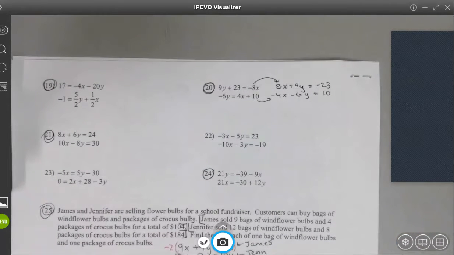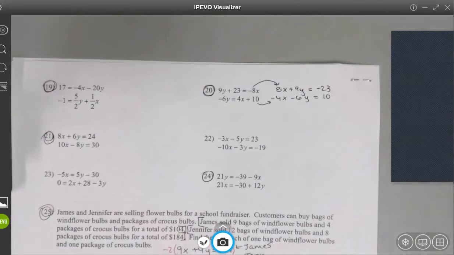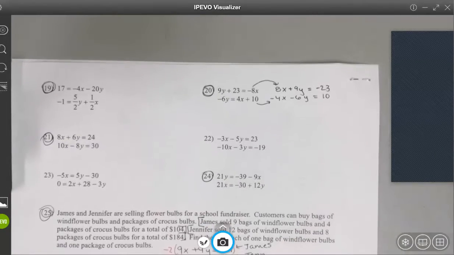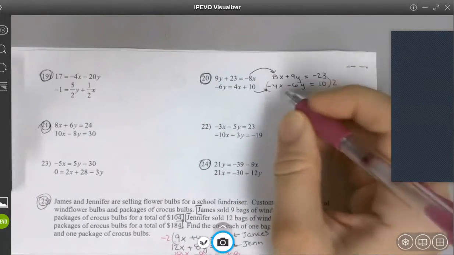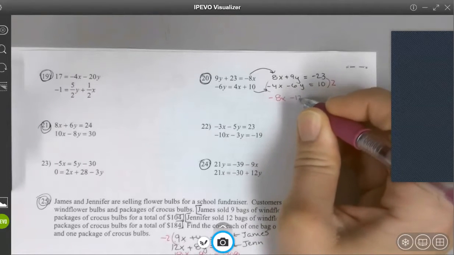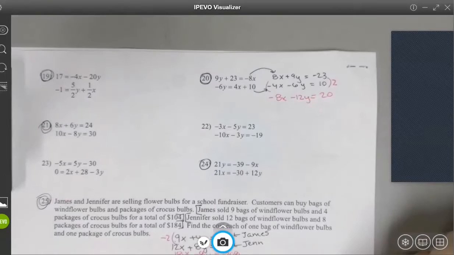And then what could I multiply by? They all have coefficients, so I wouldn't be doing substitution. What could I multiply by to eliminate one of my variables? What do you think? Two. Yeah, I agree. I would multiply by 2 on this equation. And if I multiply through by 2, that's going to make that negative 8x minus 12y equals 20.